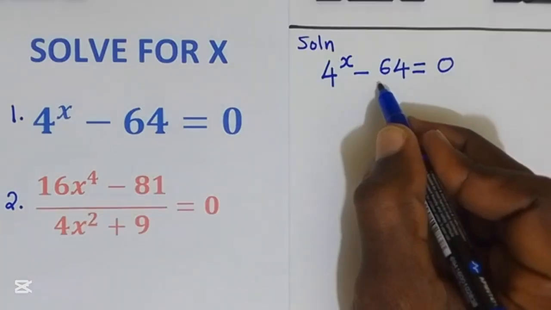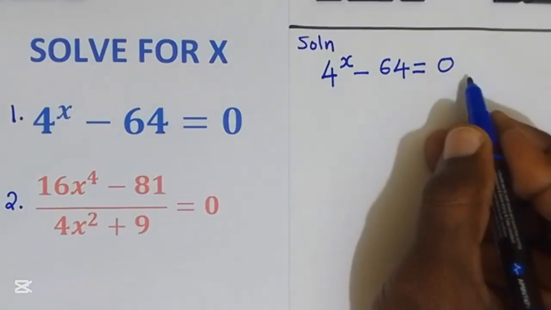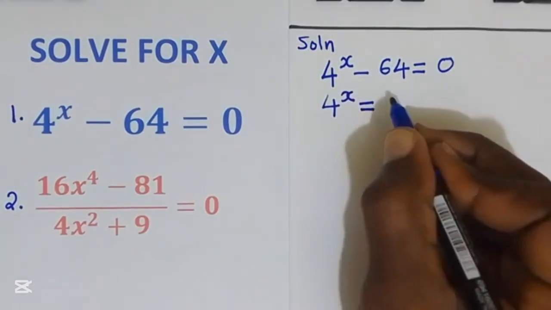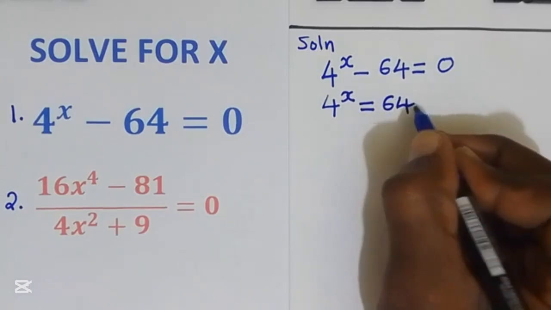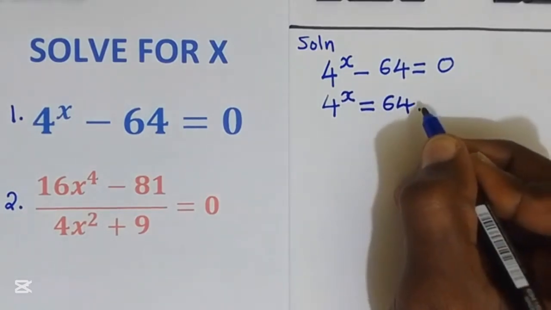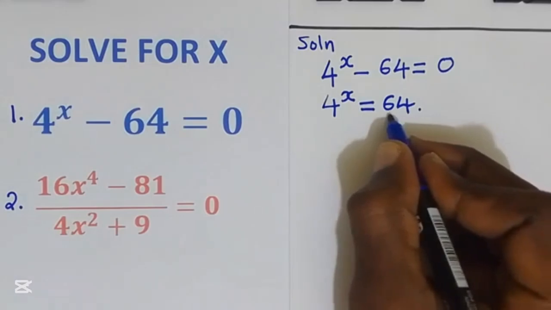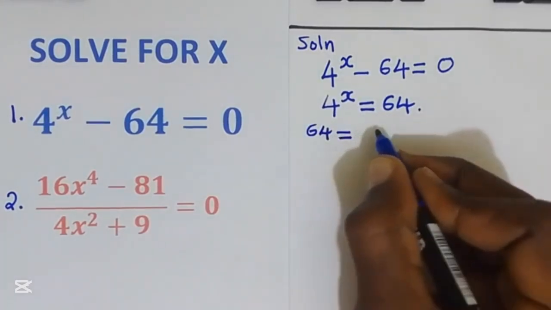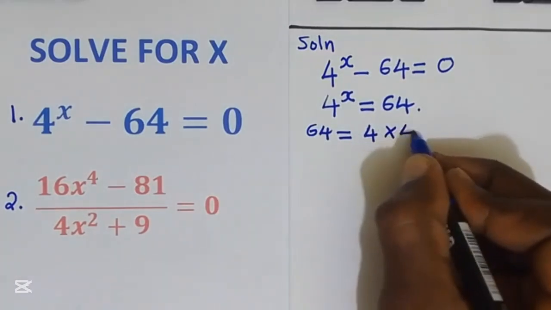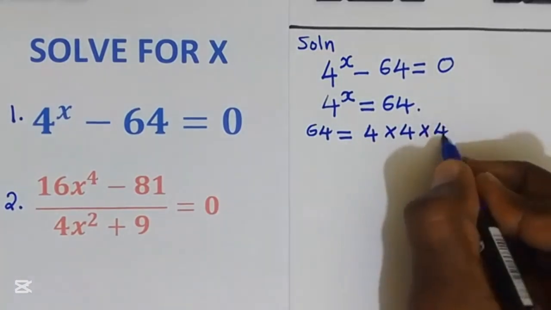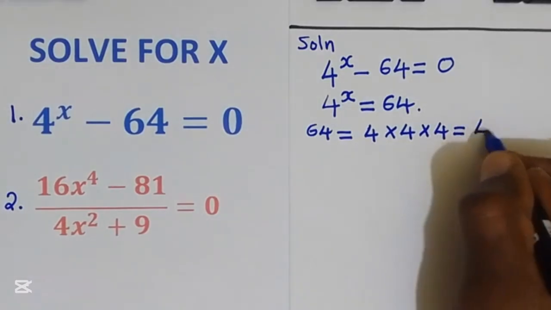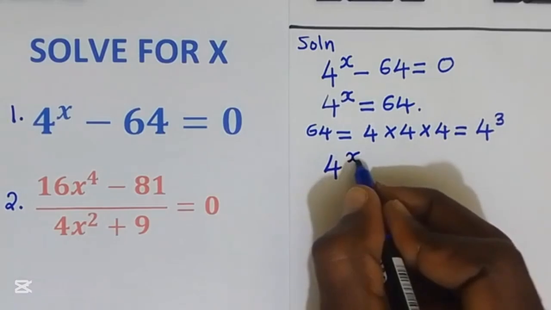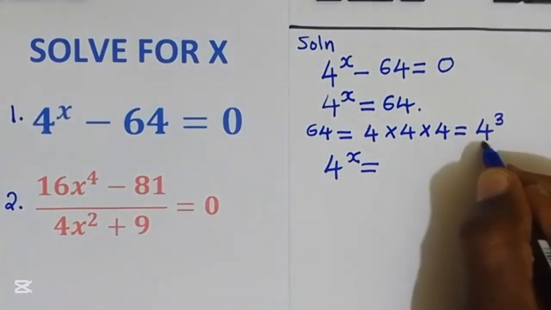First of all, let us take 64 to the right hand side. That is going to be 4 power x is equal to 64. Let us put 64 into exponent form. 64 is equal to 4 multiplied by 4 multiplied by 4, which is equal to 4 power 3. Now, 4 power x is equal to 4 power 3.